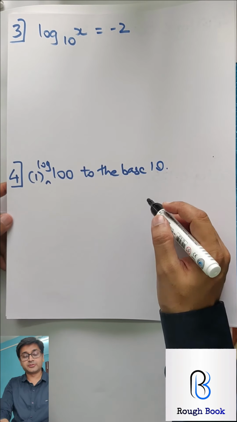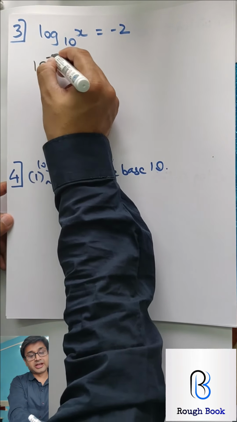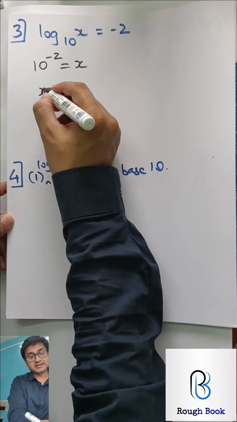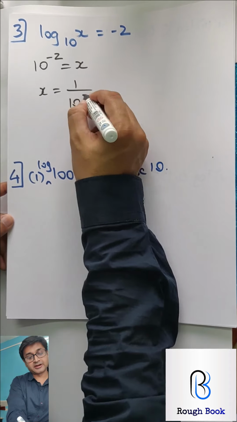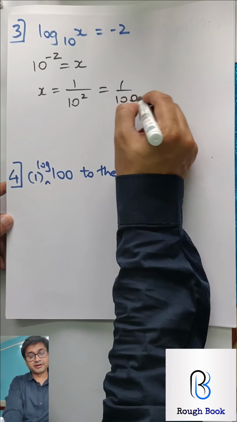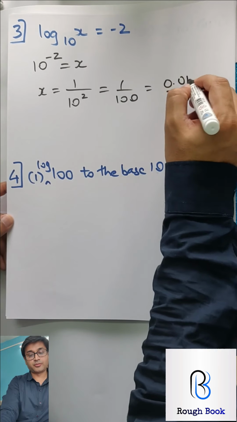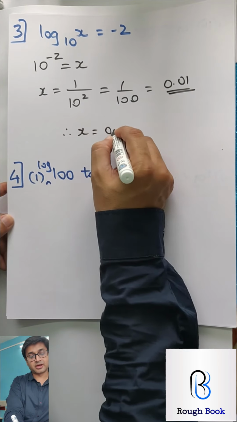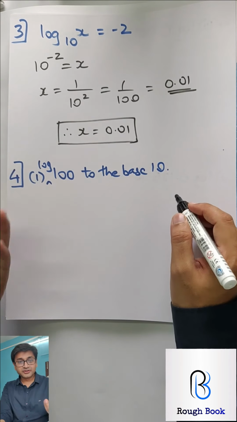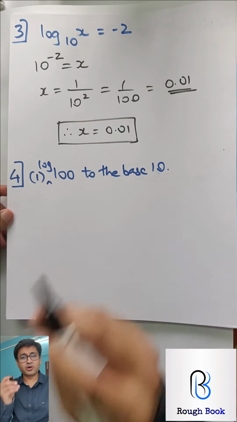Try it. Convert to exponential form first. So 10 raised to minus 2 equals to x. So basically x is 1 upon 10 raised to 2. This is your indices, which becomes 1 upon 100, which can be written as 0.01. So therefore your x becomes 0.01. Simple. What is difficult in this? Nothing. You just have to understand.